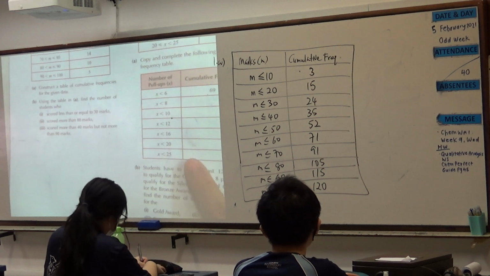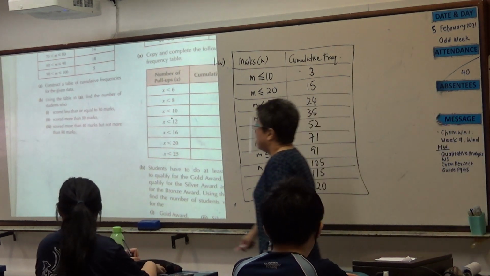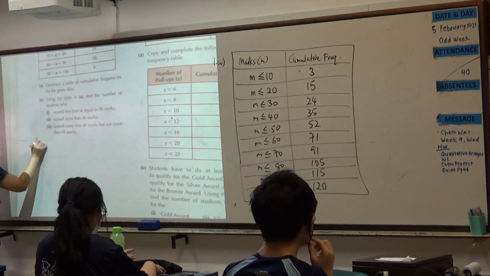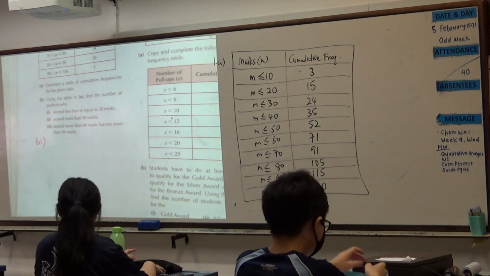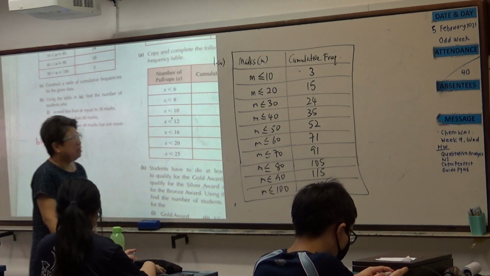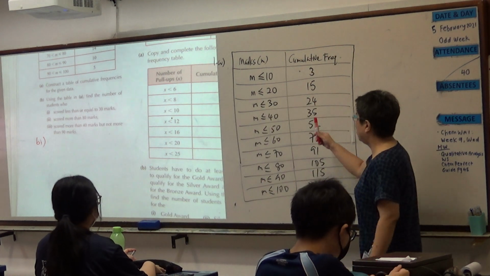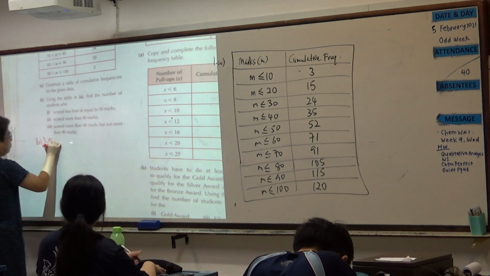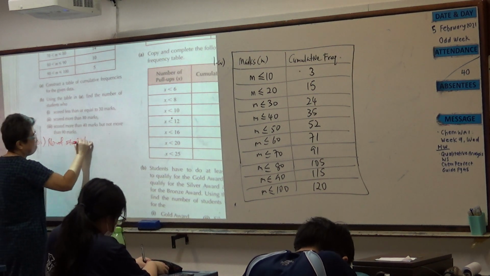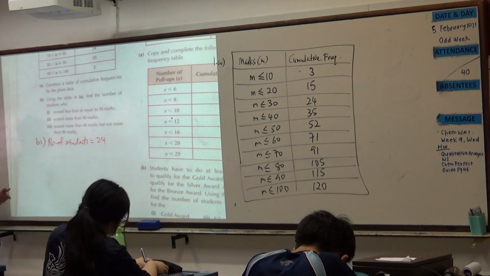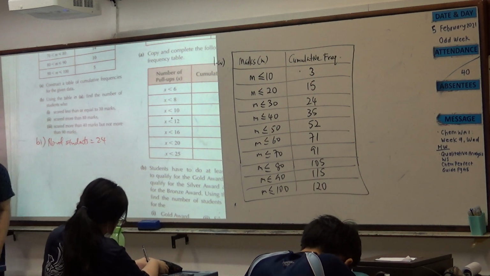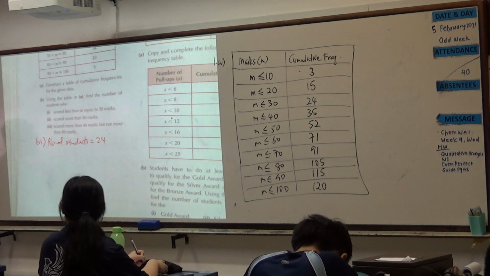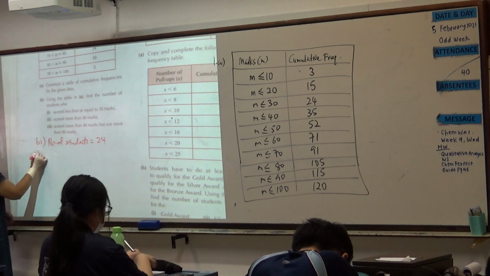Part B. Let's look at part B. What did they say? Using the table in A, find the number of students in part 1 who scored less than or equal to 30 marks. Very easy, just look. Less than or equal to 30 is 24. So number of students 24. Some people will just write 24 and not write number of students. Must present properly.